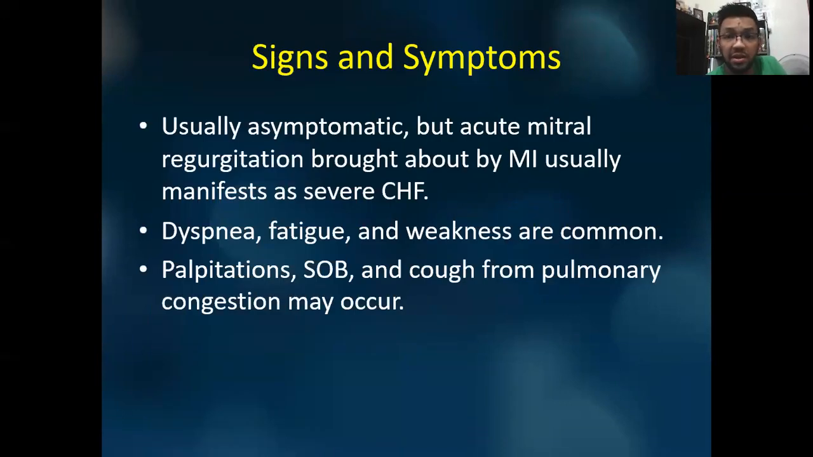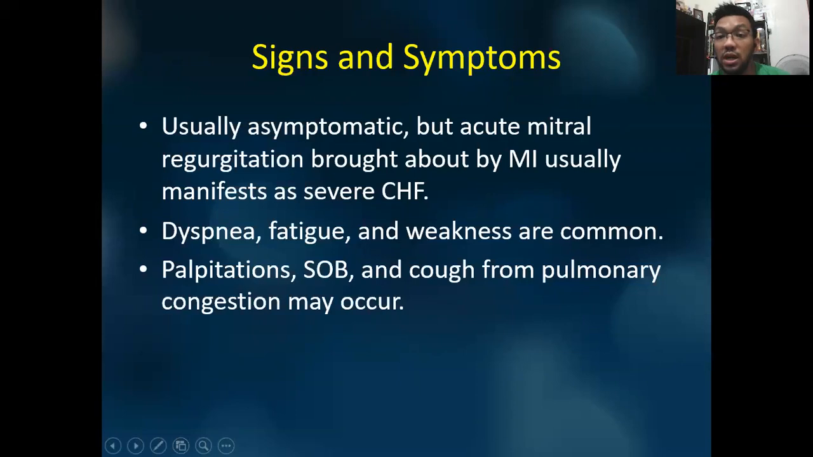Signs and symptoms, usually this is asymptomatic, but acute mitral regurgitation is brought about by MI. So if there's myocardial infarction, it can cause mitral regurgitation or mitral insufficiency, or it usually manifests as part of severe congestive heart failure. So if it's brought about by MI, or if the patient has had MI, it can lead to mitral regurgitation. Or if the patient has severe heart failure, this can also happen.